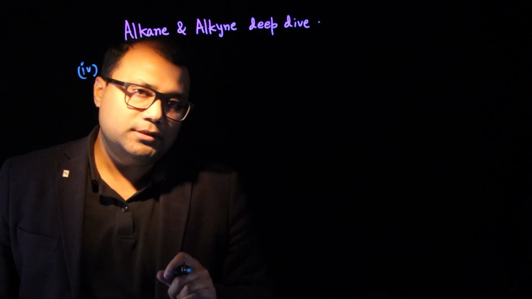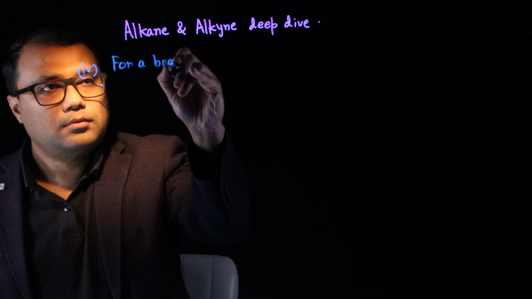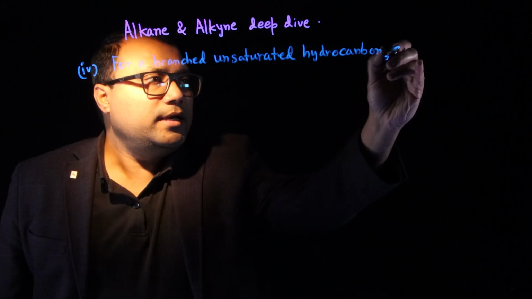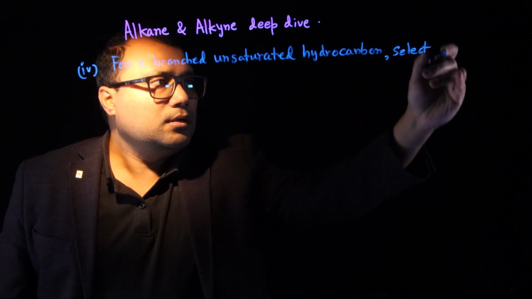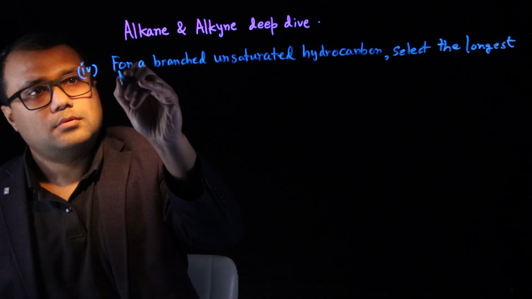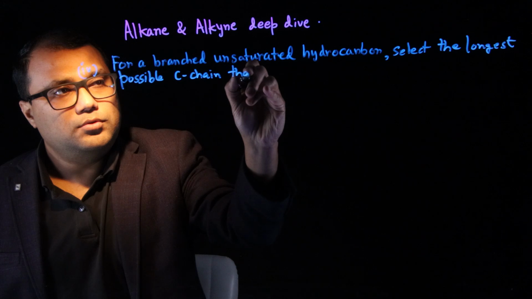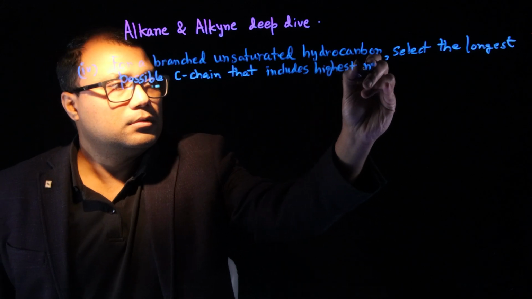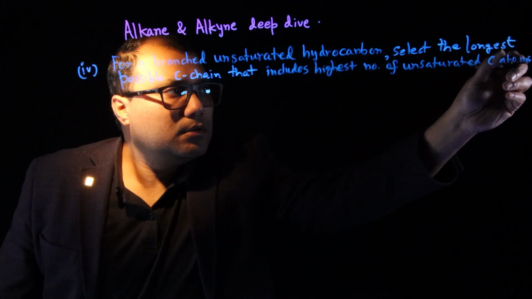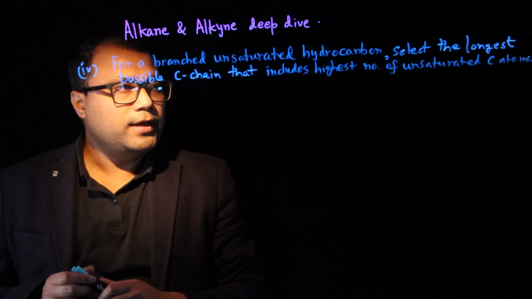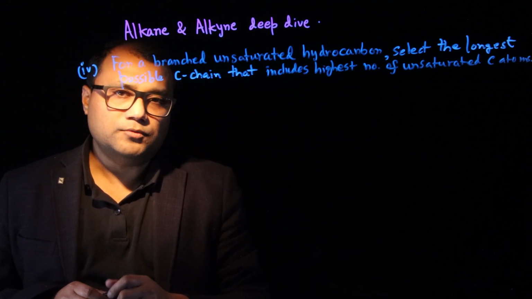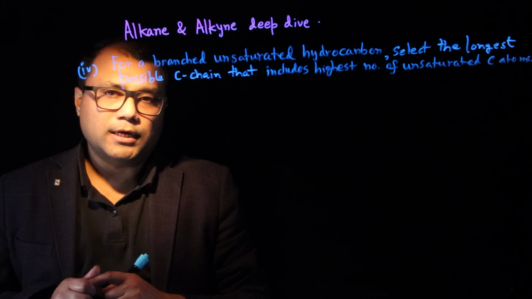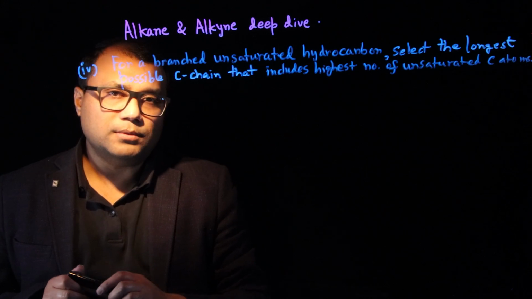Okay, rule number 4. For a branched unsaturated hydrocarbon, select the longest possible carbon chain that includes the highest number of unsaturated carbons. So if you recall, we define unsaturated carbon atoms as the carbon atoms which have a double bond or a triple bond. So in essence, this means we select the longest possible carbon chain including the most number of double and triple bonds.